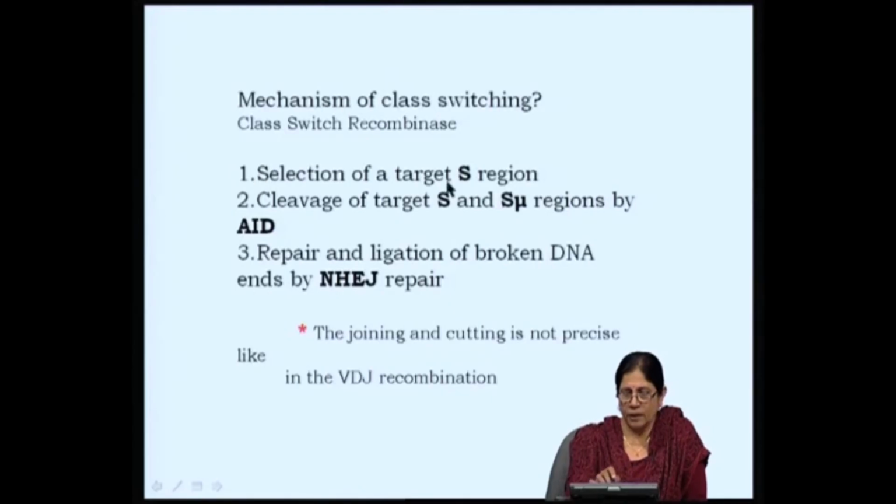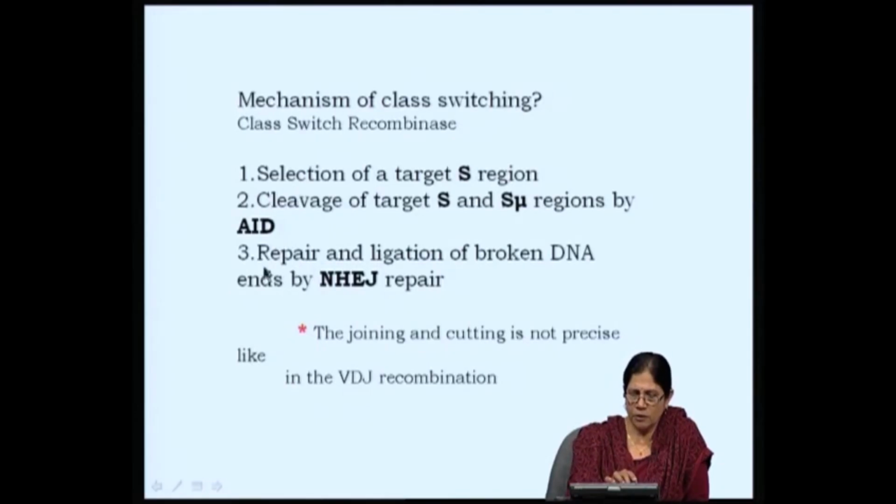First, selection of a target switch region. Now, I have not introduced that, and I will do it in a minute. Selection of a target S region by the recombinase machinery, cleavage of the target switch, which would always be IgM, and switch of the mu heavy chain. Now, this happens by one enzyme called AID, which is activation induced deaminase.